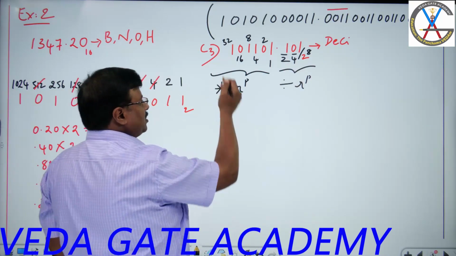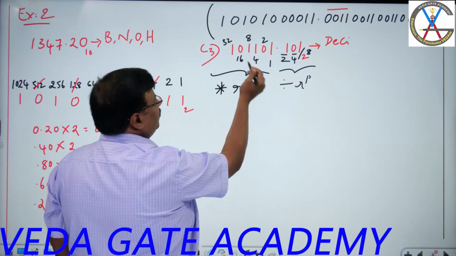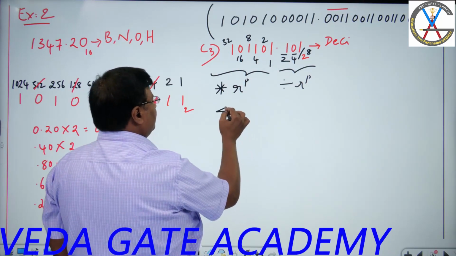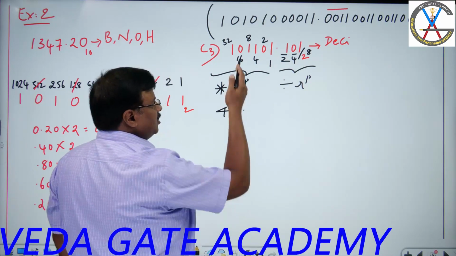Now, 0 by something is 0. Then give the answer: 32 plus 8 is 40, 44, 45. 45 point: 1 by 2 is 0.5, 0 by 4 is 0.